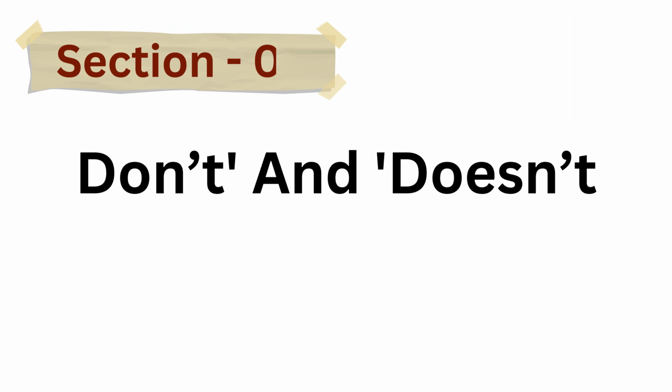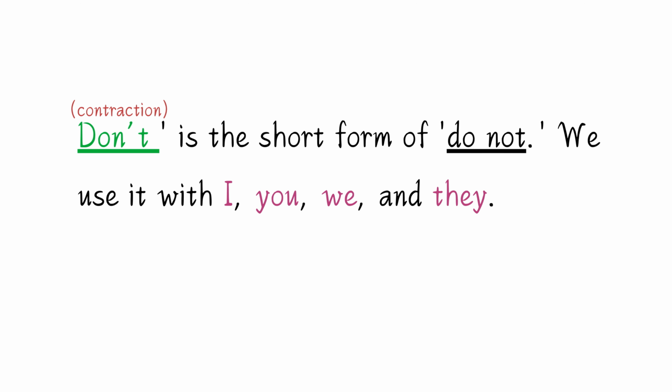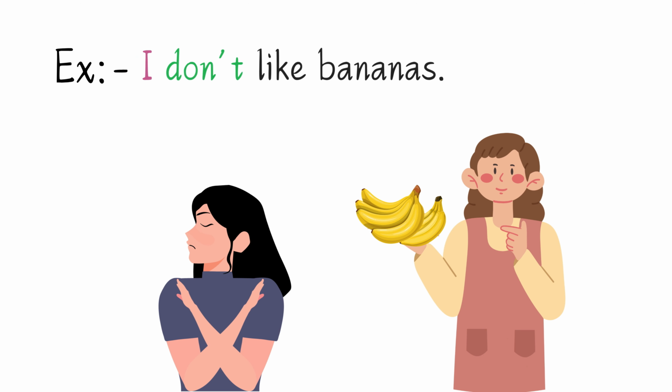Section 2. Don't and doesn't. Next, we have don't and doesn't. Don't is the short form, contraction of do not. We use it with I, you, we, and they. Example, I don't like bananas.